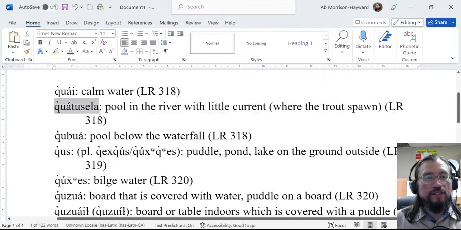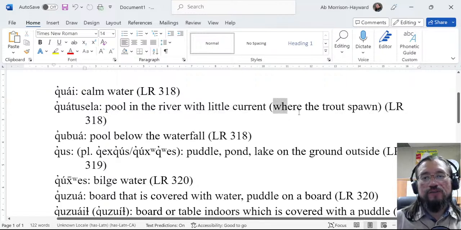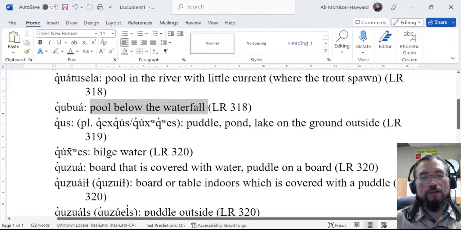The next word is goa tusala. Goa tusala means a pool in the river with little current. So it's not a strong river. And this is also where the trout spawn. Also on page 318. Next we have gobua. Gobua means a pool below the waterfall. Also on page 318.